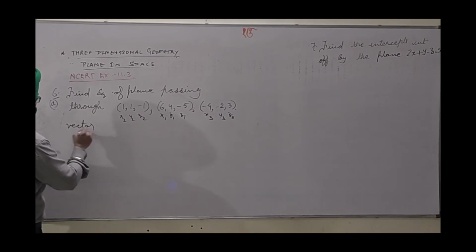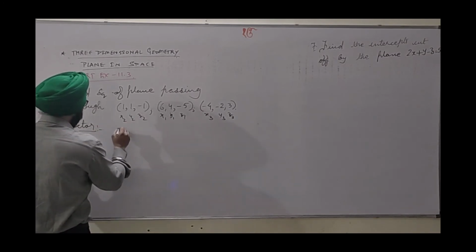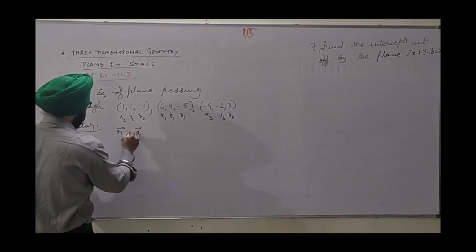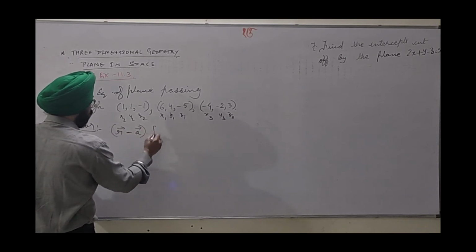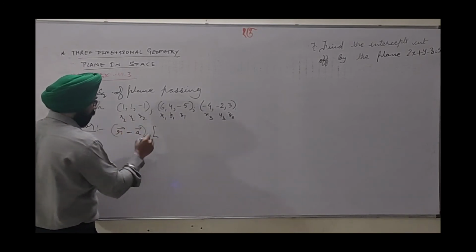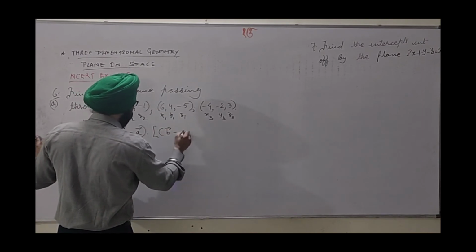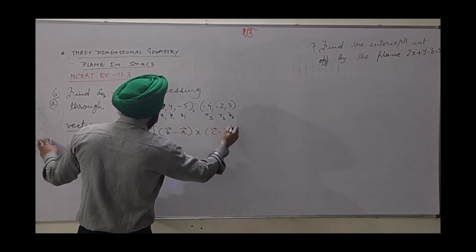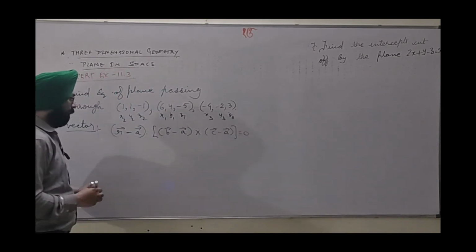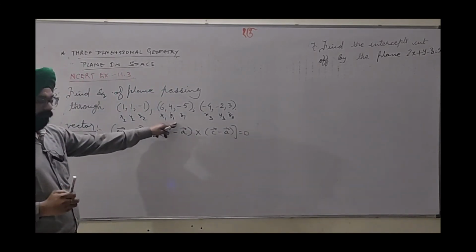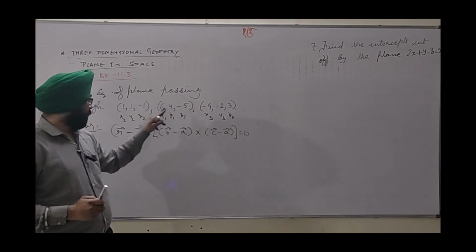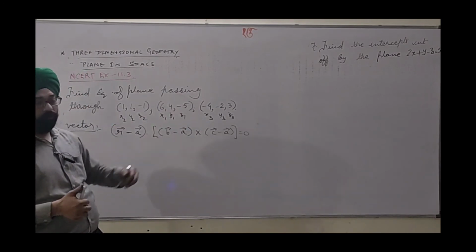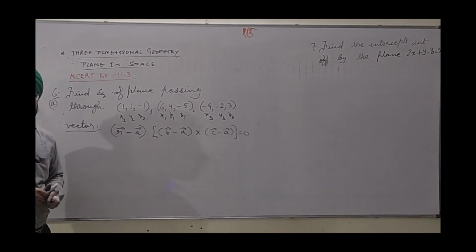Passing through 3 points in vector form, we write (r minus a vector) scalar triple product (b minus a vector) cross (c minus a vector) equal to 0. This vector A will be the group of x1, vector B the group of x2, and C the group of x3, and r is obviously xyz.